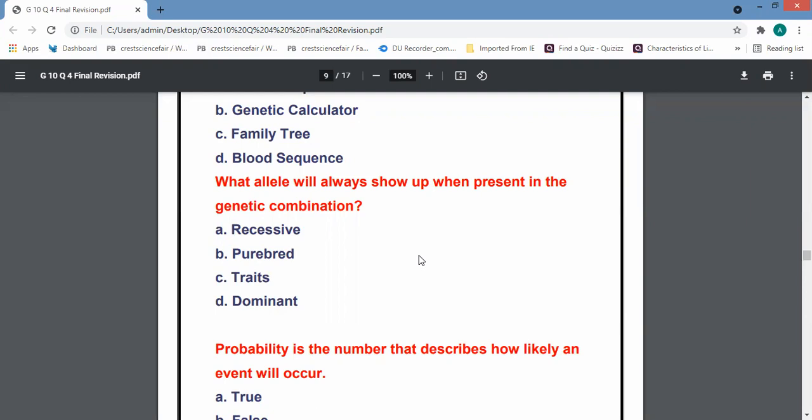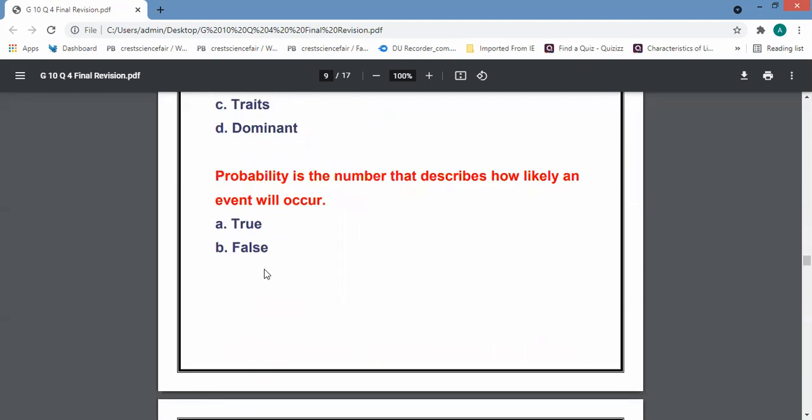What allele will always show up when present in the genetic combination? Dominant. Next: probability is the number that describes how likely an event will occur. True or false? True.